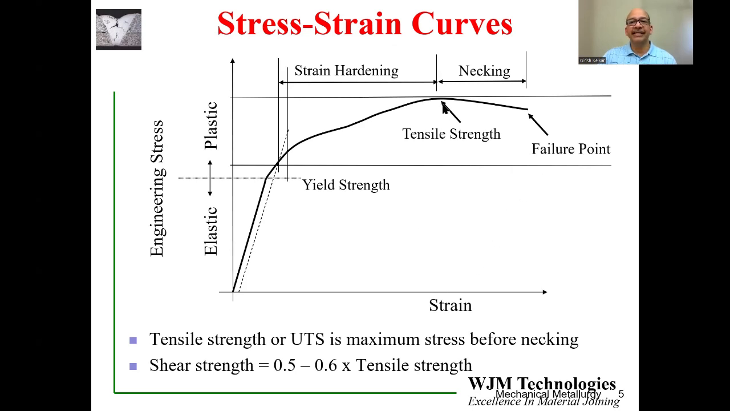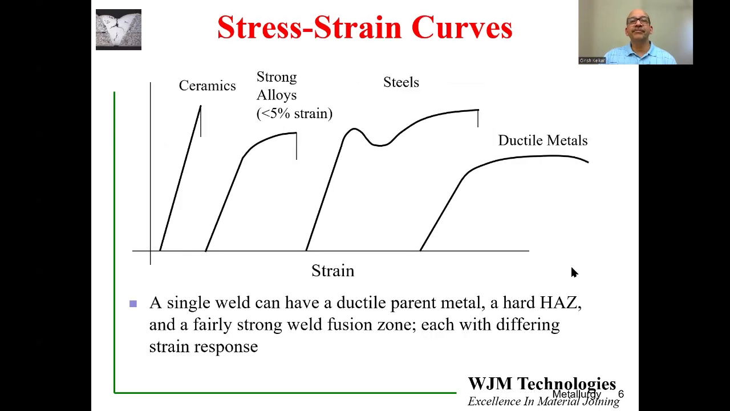Tensile strength is a measure of the shear strength by this relation. So shear strength is about half to 0.6 of the tensile strength. And that comes in handy in doing some analysis of stress behavior of welds.